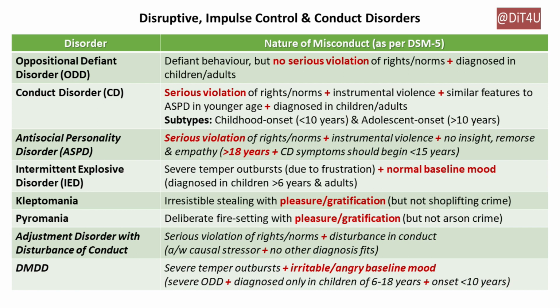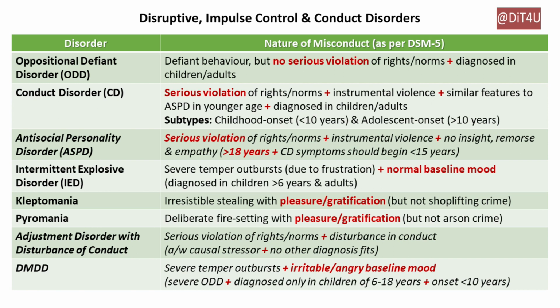Okay, this is definitely an adult condition, so it has to be diagnosed after 18 years of age, and conduct disorder symptoms should have begun before 15 years of age. So that is an additional requirement in ASPD. Moving on to IED, that is intermittent explosive disorder: severe temper outbursts, usually due to frustration, but along with normal baseline mood. So it is episodic, that's why it's called intermittent. Okay, and it has to be diagnosed in children more than 6 years as well as adults.